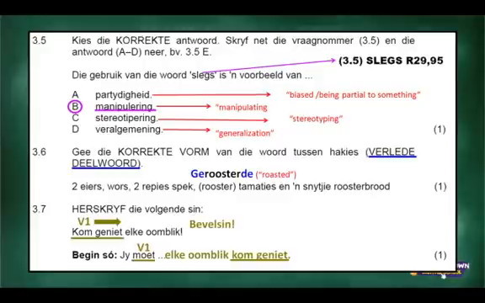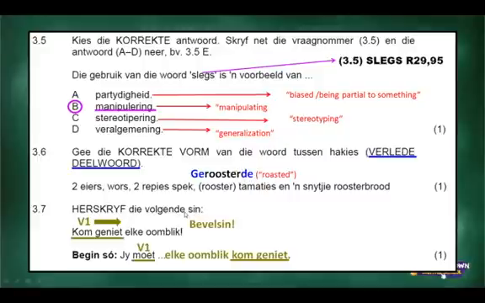Okay, so this is exactly the same here. 2 eiers, wors, 2 reepies spek, geroosterde tomaties en 'n snytjie roosterbrood. Roasted tomatoes. I also said you must try and translate it into English because then you know if it's a present or a past participle. In this case, past, roasted. Okay, so we add the ge, and because the word is ending on an R, we're adding a de.